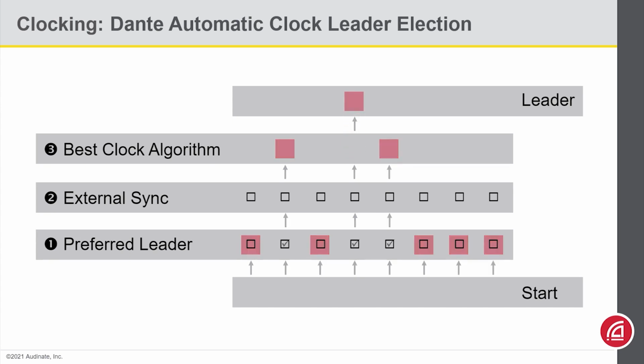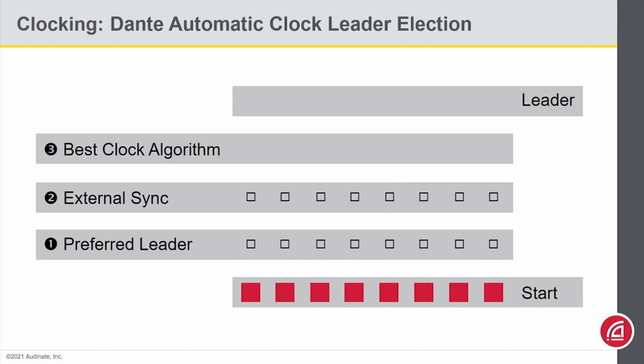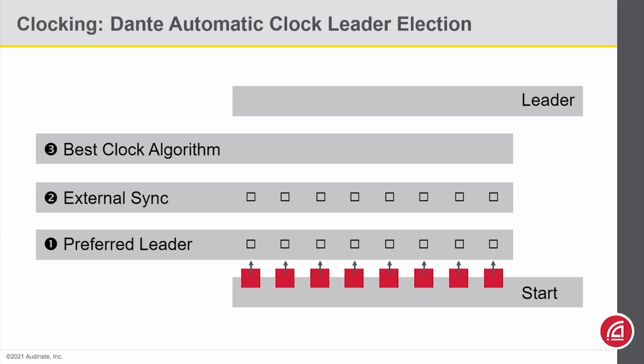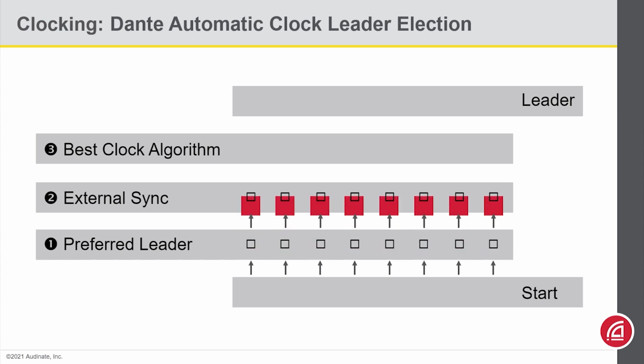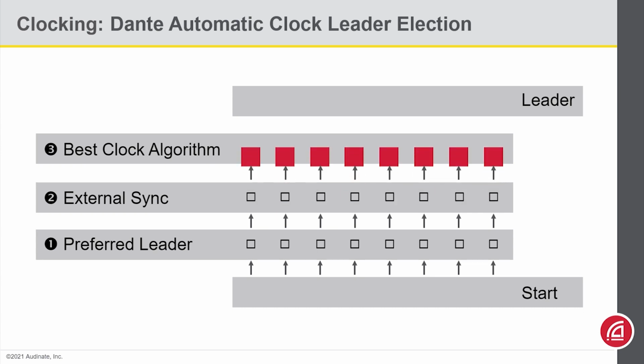Now let's do this one more time. Let's suppose nothing is marked for preferred leader or external sync. Basically, this is what happens when everything comes right out of the box. Well, in the first step, no device is set as preferred leader, so all candidates advance. In the second step, again, no device is set to chase external sync. So again, all candidates advance. And finally, the best clock algorithm will choose one leader.